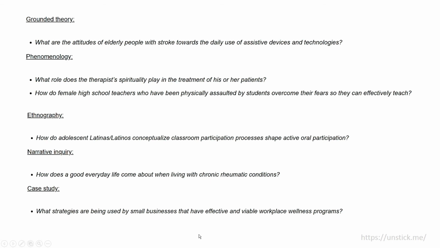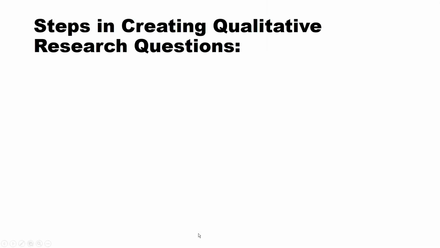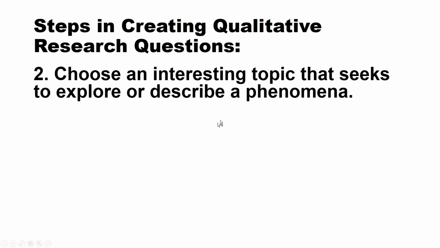Okay, so it leads us now to the second step in creating qualitative research question, which is to choose an interesting topic that seeks to explore or describe a phenomena. So yung topic natin, importante yun, na meron tayong come up with a good research topic. So you can also consider this as the first step, or you can consider this the second step. So it's up to you.